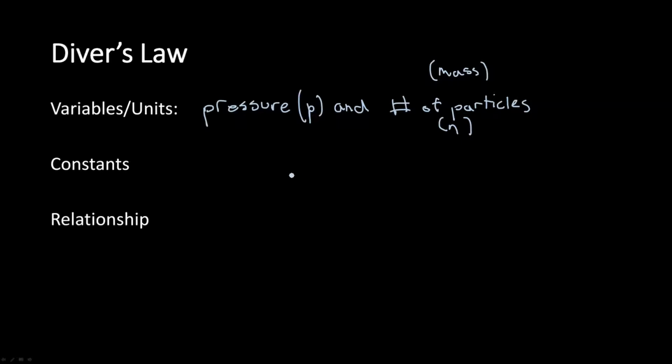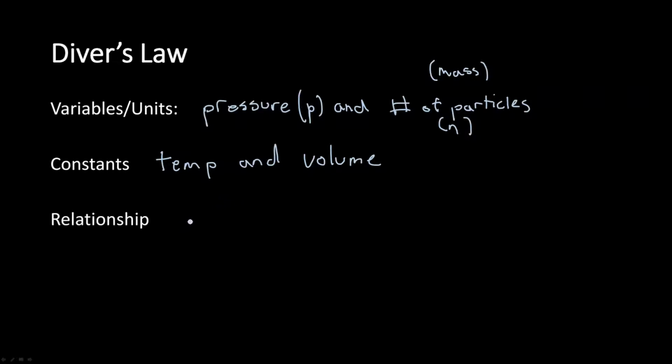But in order for Diver's Law to be true, we have to keep two other variables constant. And these two other variables are temperature and volume. So what exactly is the relationship between pressure and the number of particles, or mass?